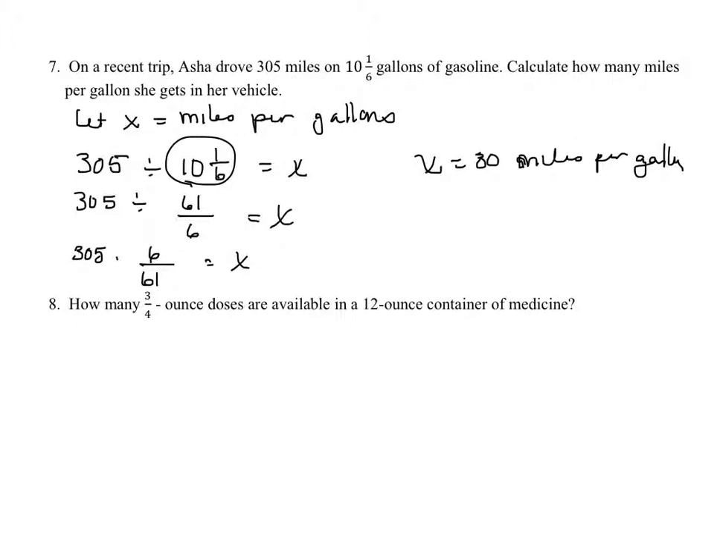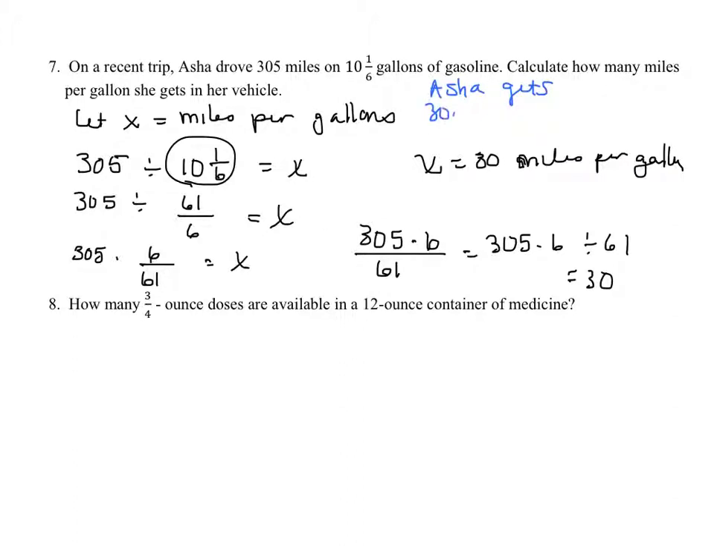We're going to take 305, multiply it by 6, and that's going to be over 61. So 305 multiplied by 6 and divide by 61, and that's how we got the 30. Cool? The statement: miles per gallon. We can do MPG.